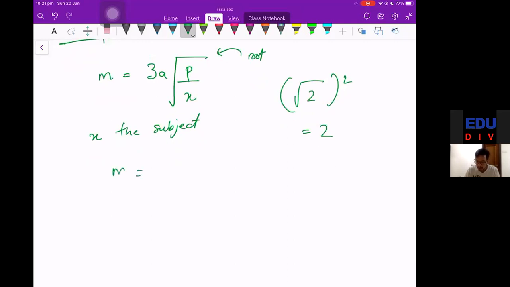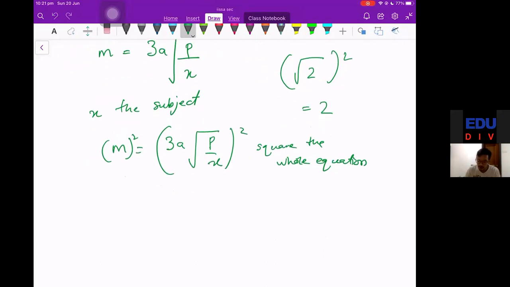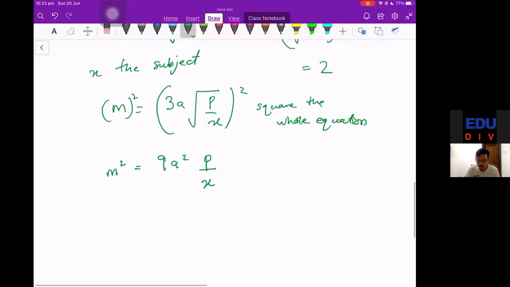So m is equal to the square root of 3ap over x, and we want to square the whole equation. Let's do a square here and also a square here, because if you square one side, you also need to square the other. So the equation would be m squared equals 9a squared times p over x. Now let's move x to the other side.